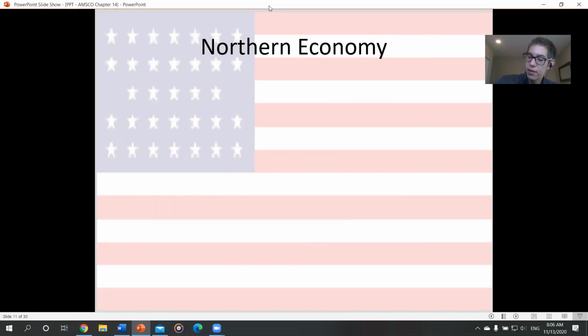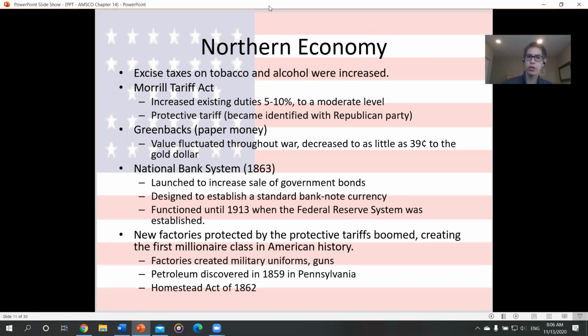All right, continuing to dig into the North and the South, and we're going to keep that T chart there. The Northern economy is still humming, it's still doing well. And a lot of this was because of increased taxes. You see there was an increased tax on tobacco and alcohol. There were also increased tariffs, just by 5 to 10%, so a moderate amount. And they also printed paper money called greenbacks.